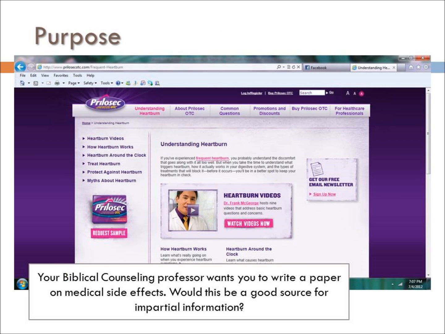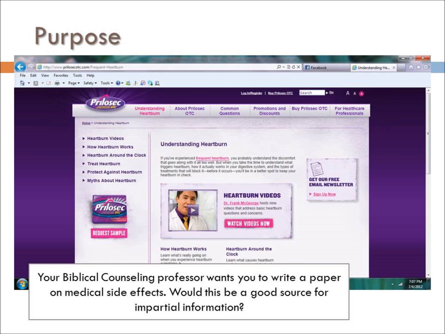First, let's look at purpose. We want to make sure when we're finding information that we understand the purpose of the website. In this example, it says your biblical counseling professor wants you to write a paper on medical side effects. Would this be a good source for impartial information?